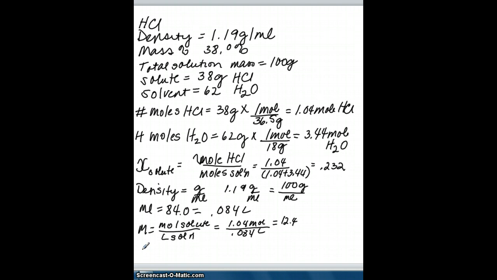Now I can figure out the molality, which is the moles of solute over the kilograms of solvent, which is equal to 1.04 moles of the HCl. Earlier in the problem, we figured out that we have 62 grams of our solvent, which is 0.062 kilograms. So our molality is 16.8 molal. Oops, forgot a unit.